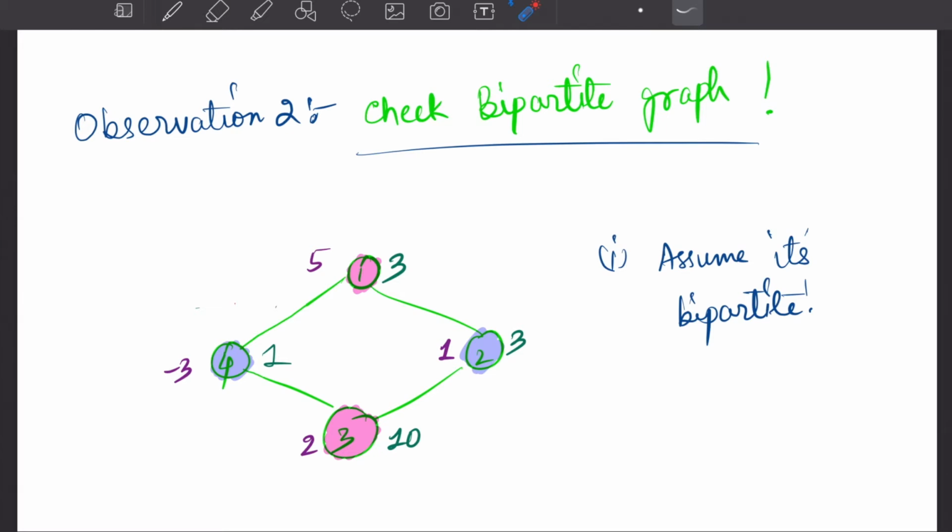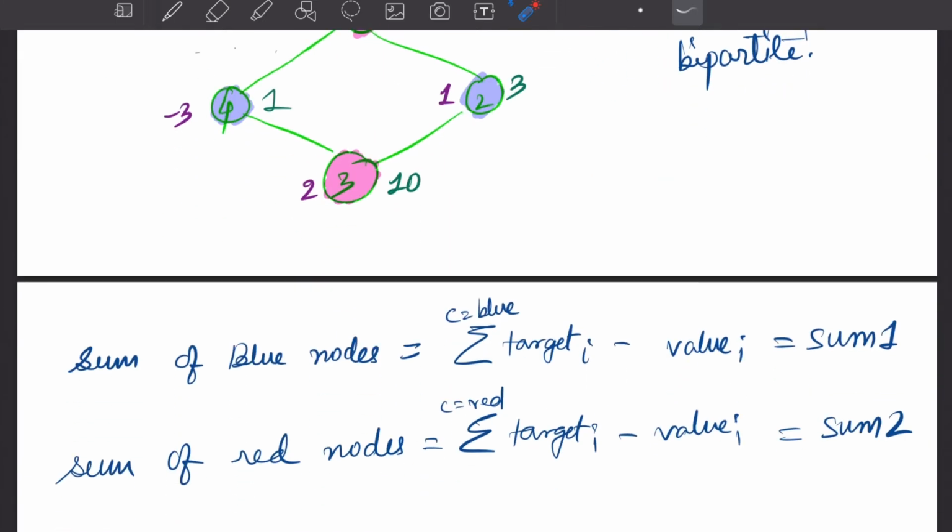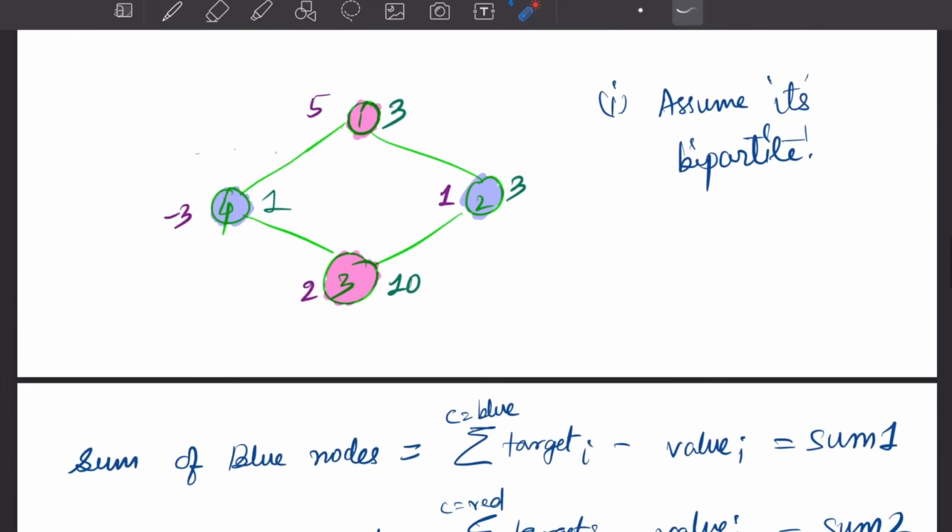Let's assume this example that we initially saw is already given to us, and we are assuming that it's bipartite. Actually it is a bipartite graph. As you can see, we can have a two coloring here. We can color these two nodes with red and these two nodes with blue. So let's determine the sum of blue nodes. The sum of blue nodes is nothing but, for all the blue nodes, I do the target minus the initial value.